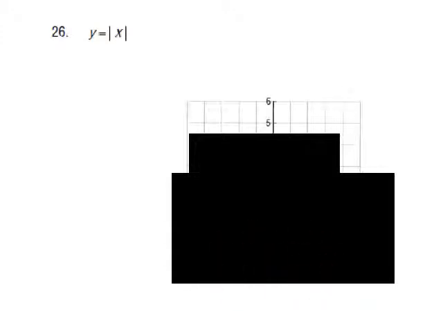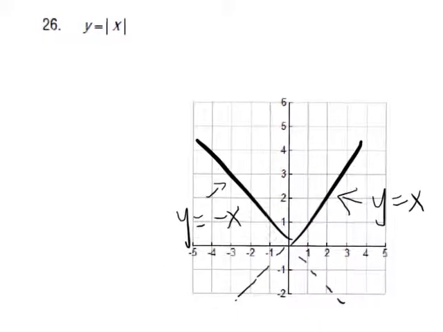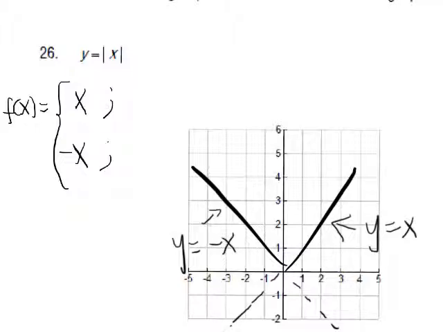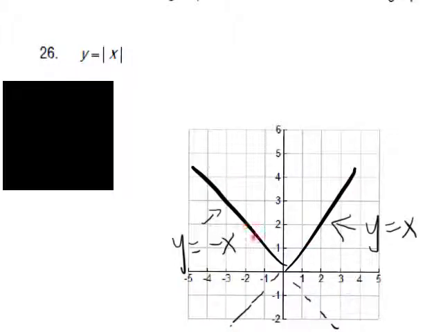So let's rewrite this function as a piecewise function. I'm going to write f of x because it's what we use mostly in calculus. So f of x equals x, my y equals x, will be this line right here. And the one that has a negative slope would be y equals negative x. Now, so far, if I don't restrict the domains, I'll have this line, the complete line. So I need to restrict the domains.